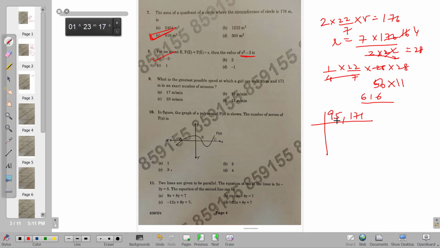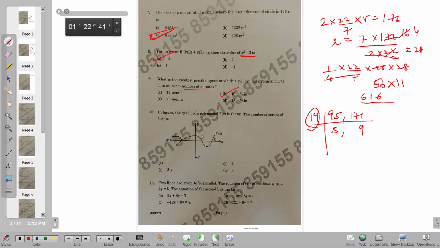95 divided by 5. Let's see how much is that. 95 divided by 5 is 19. So I'm guessing both of them are divisible by 19. Let's check. 19 into 5 and this one will be 19 into, let's see, 19 into 9, right? 9 nines are 81. Yes. So 19 is the HCF, which means that greatest possible speed would be 19 meters per minute, so that you have exact number of minutes over here. All right. So that's the answer.